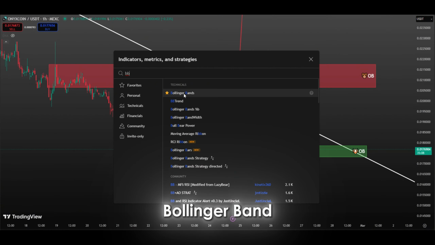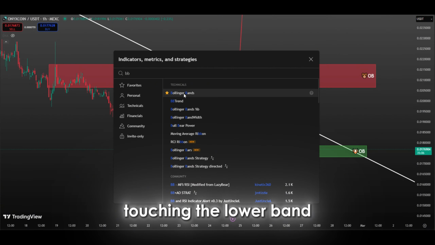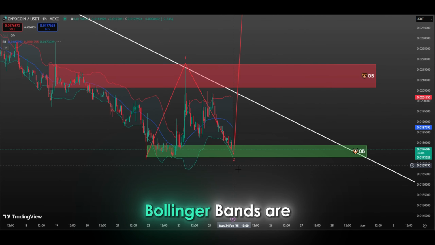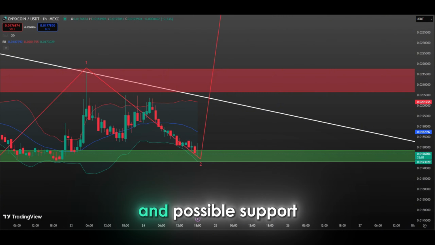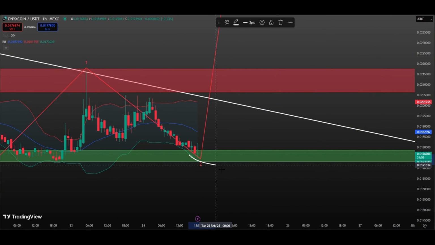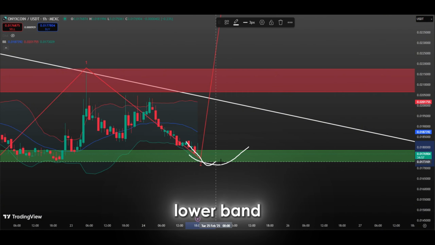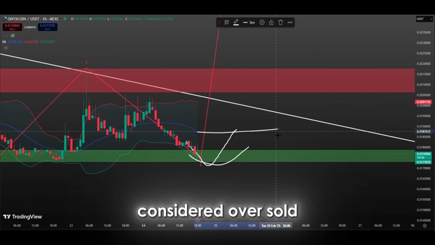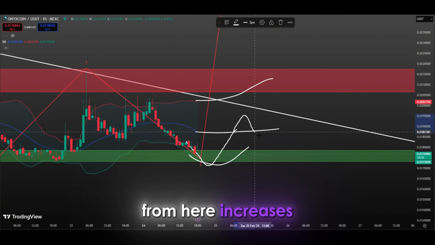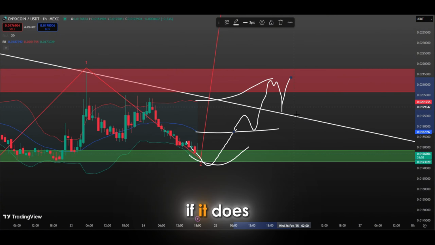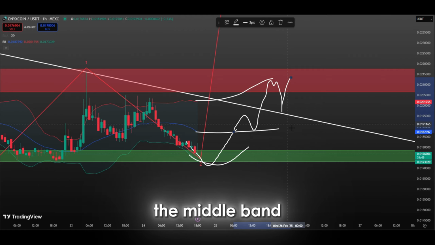Looking at the Bollinger Band, we see that price is currently touching the lower band. Bollinger Bands are an important technical analysis tool used to determine price volatility and possible support and resistance zones. Usually, when the price reaches the lower band, this area is considered oversold, and the probability of a reaction move from here increases. If it does, the first point of resistance is the middle band, and if it breaks it, it can go up to the upper band.